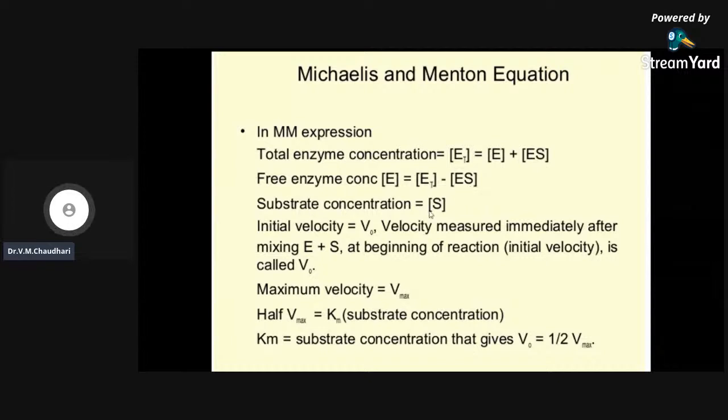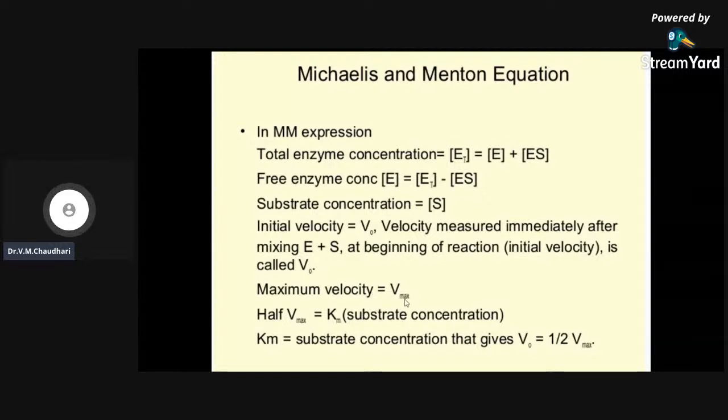Now S is the substrate concentration. V0 is the initial velocity, that is velocity measured immediately after mixing E plus S, means velocity measured immediately after combining enzyme with the substrate or combining substrate with the enzyme. That is the initial reaction velocity, beginning reaction velocity. It is called as the V0. V0 is initial velocity where enzyme combine with the substrate.